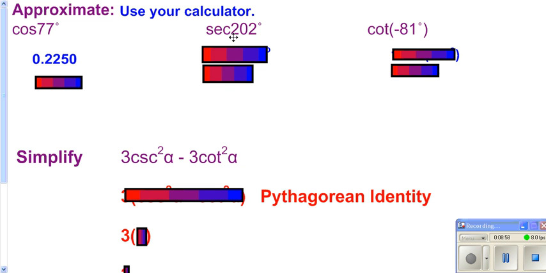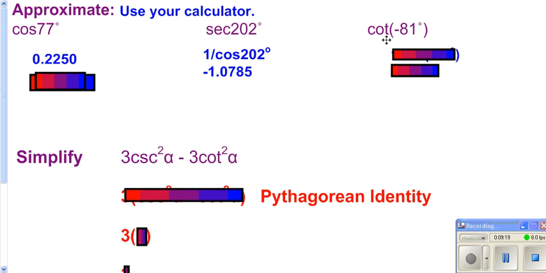Over here, we have secant of 202 degrees. Your calculator does not have a secant button. But remember, secant is the reciprocal of cosine. So write out 1 over cosine of 202 degrees. Now that's what you're going to want to type in.